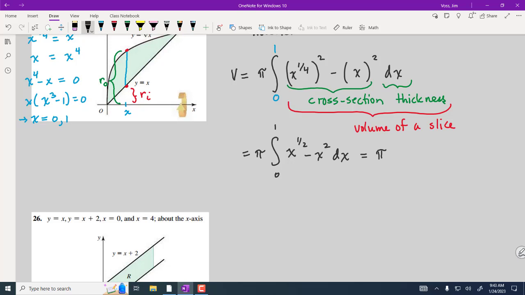And then we use the power rule. Whenever we have a power of x, the power rule, we add 1 to the exponent. So power rule for both those terms. Then we plug and chug, plug in the upper limit, plug in the lower limit. And we end up with 2/3 minus 1/3. So we end up with pi over 3. That's our volume.